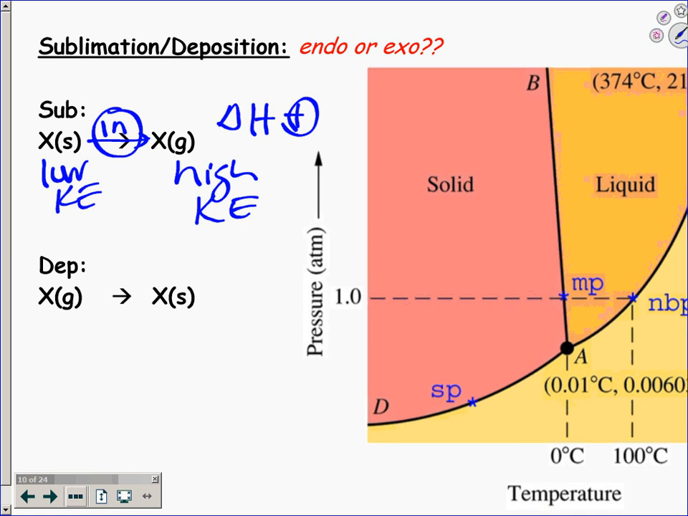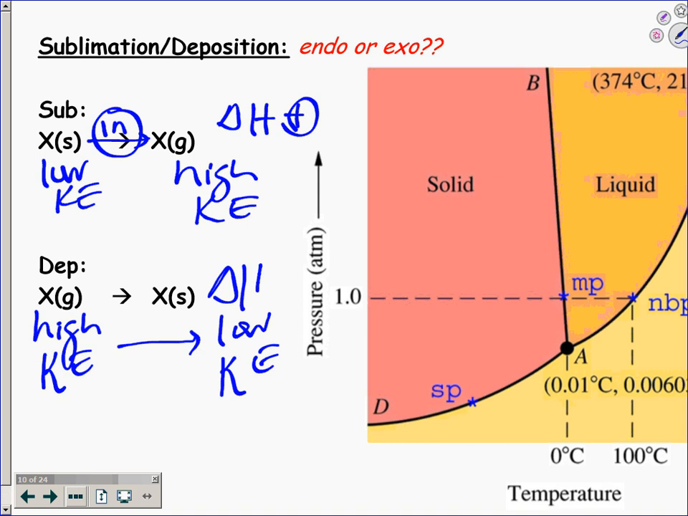Deposition, Kendall's table? High kinetic energy to low kinetic energy, what kind of process is this? Exothermic, so delta H is negative. All right, so let's write down an example for each of these, sublimation and deposition. See if you can think of something first.